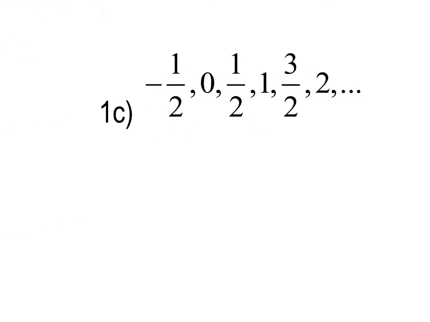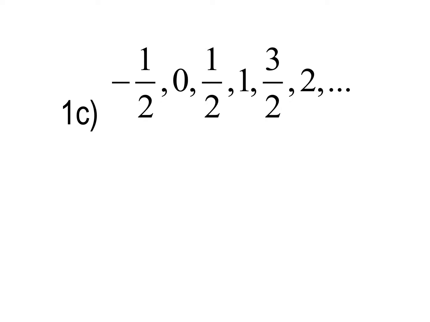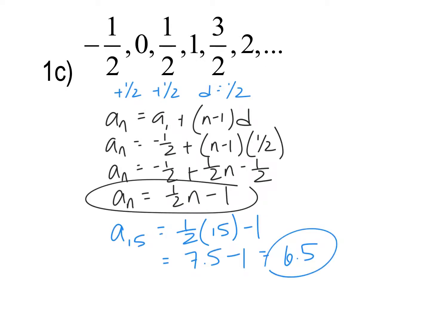Okay, this one, go ahead and pause the video. I'm going to work it out and you can check your answer. So here I've got my formula. We're adding 1/2 each time, so my D is 1/2. You can leave it as 1/2, or you can put 0.5, whatever you're more comfortable with. Here's the formula we start off with, and I replaced my D with 1/2, and I put my -1/2, which is my first term, in for A sub 1.